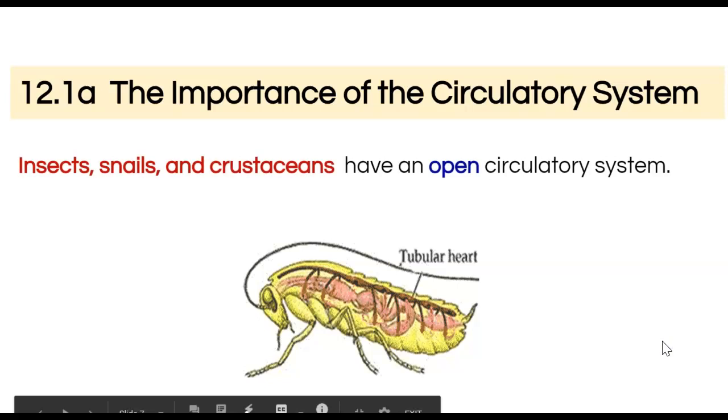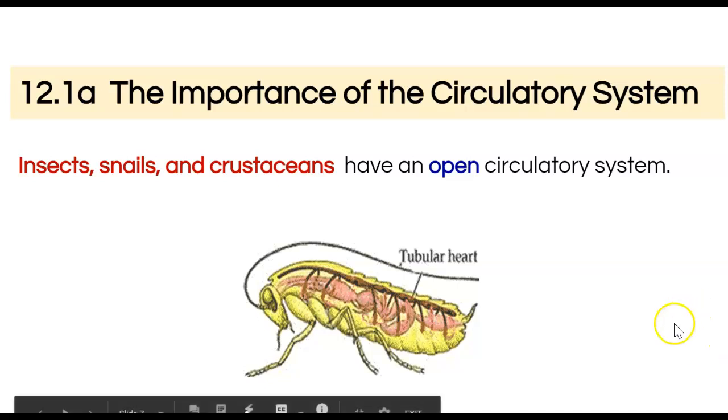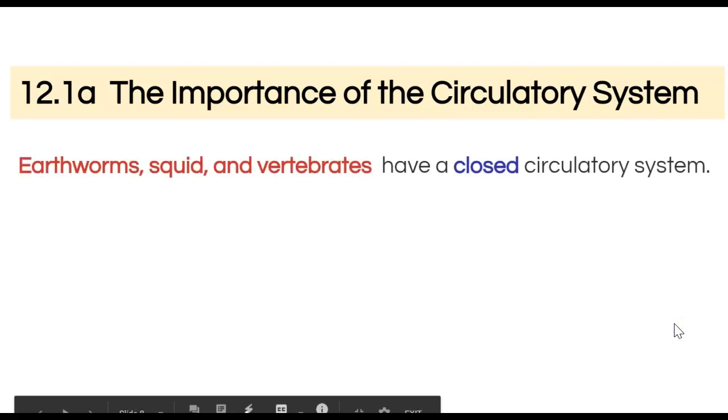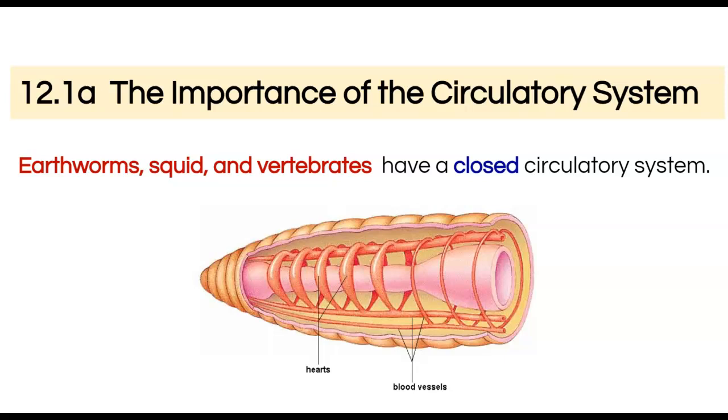So what types of organisms do we see these open circulatory systems? We see insects, snails, and crustaceans having these open circulatory systems. Earthworms, squids, and vertebrates are going to have what we call a closed circulatory system. And so people might think, oh, I thought the more complex organisms would have closed systems and simple organisms having open. Well, not necessarily. A worm's not too complicated, right?